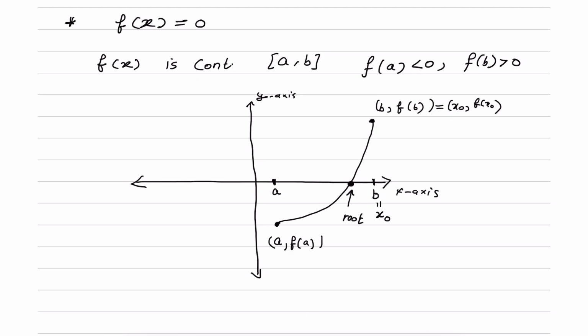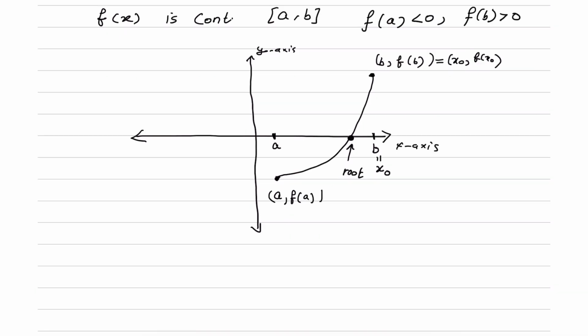We will try to approach this root by drawing the tangent lines. Newton Raphson method is also called the method of tangents. So you approach this root by drawing the tangent lines. So x0 is the starting point, which is actually b. So we are calling b as x0 and x0 is being taken as the starting point. You can definitely take a as the starting point.